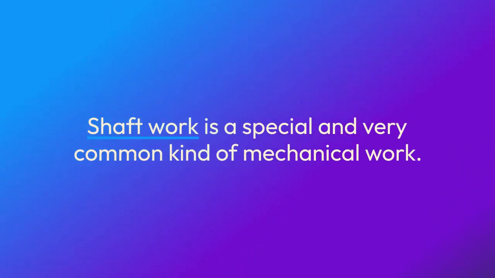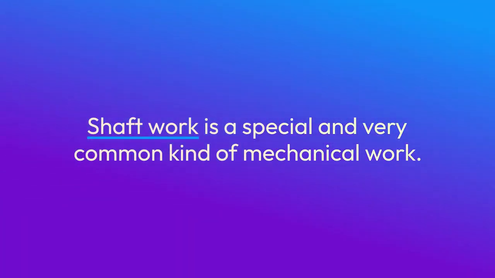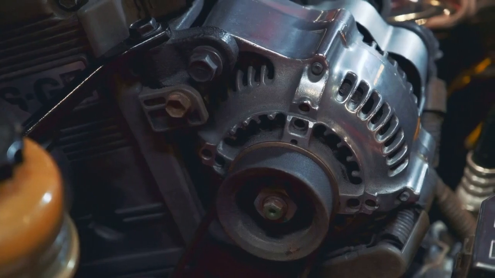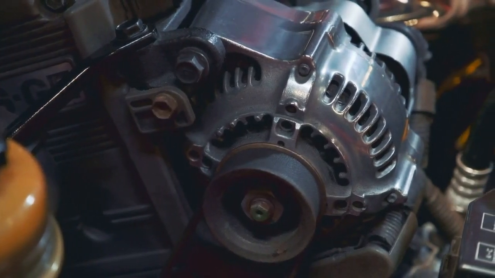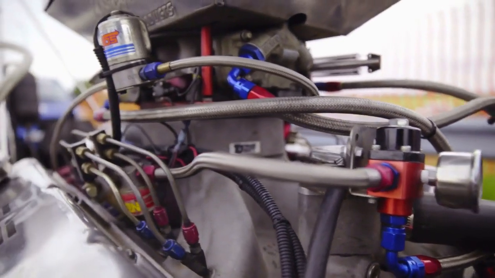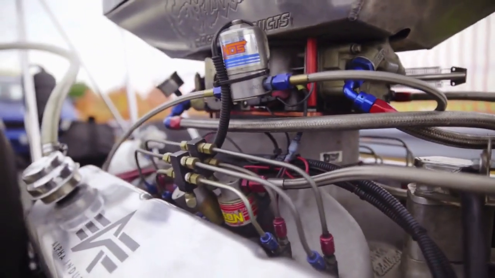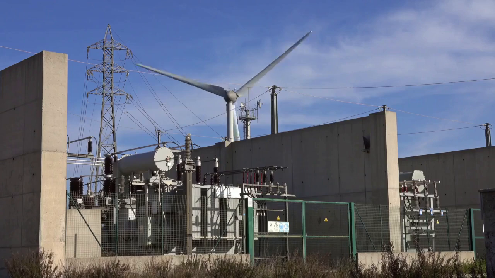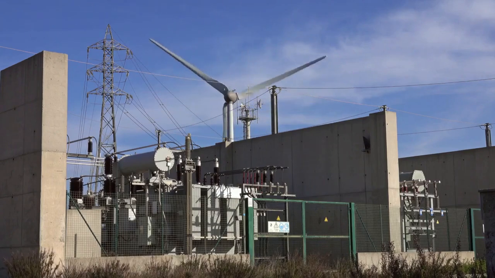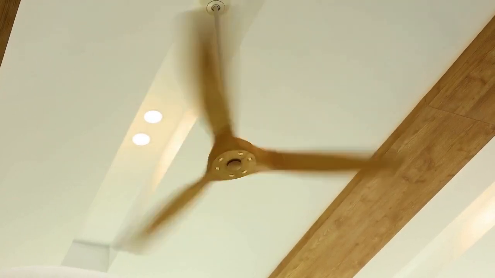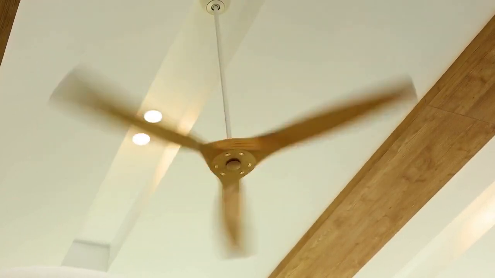Shaft work, however, is a special and very common kind of mechanical work. It is the work done by a rotating shaft. Imagine a spinning rod that crosses the boundary of our system, like an axle going into a machine. The energy it transfers is shaft work. This is how many of the devices we rely on actually function.